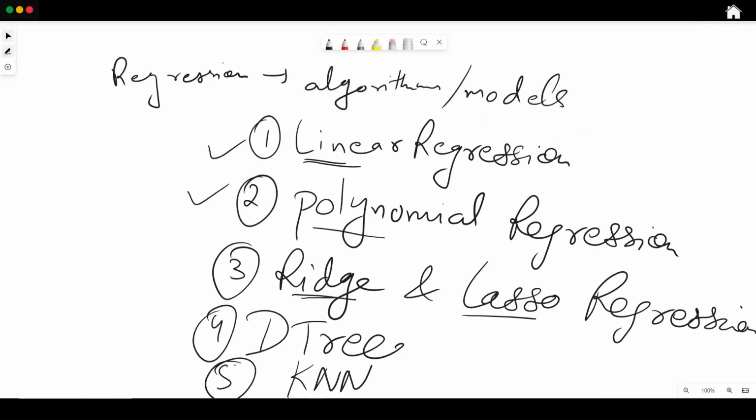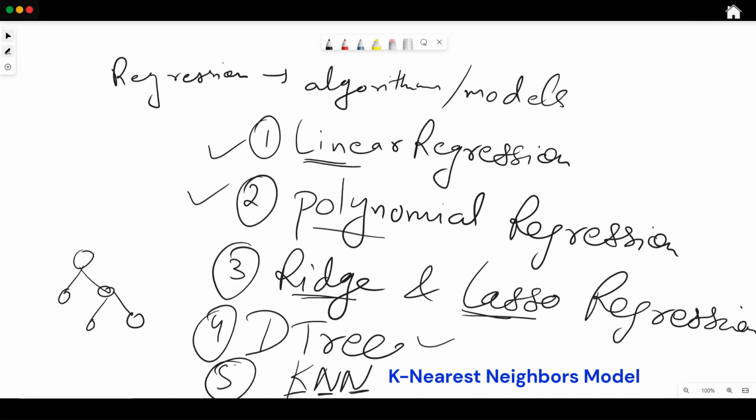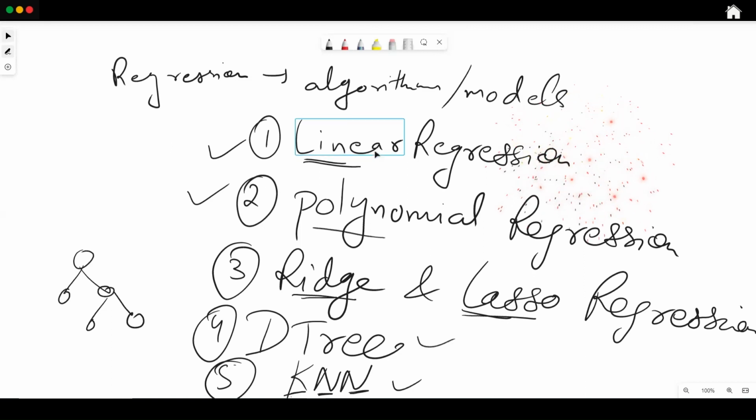What will be the equation for ridge and lasso regression? For a decision tree, there is not any equation as such. It's just a tree. It's going to create binary trees, and we will talk about how that happens. KNN is K nearest neighbors. We will talk about that. But at a high level, these are some very common models. There are advanced models also, but these 5 are the most common models for regression. So we will start with linear regression today and see what it is.